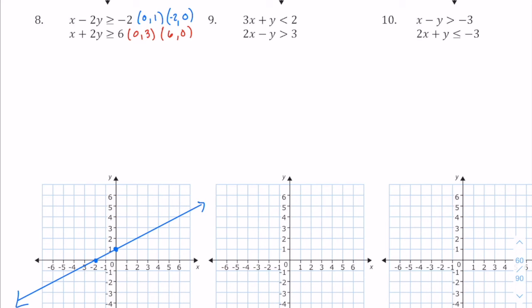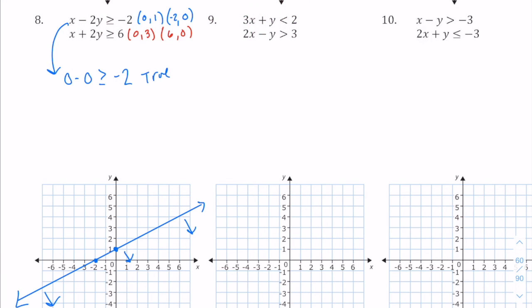Now, the trick we used last time about greater than being above the line and less than meaning below the line doesn't really work for standard form. So we really have to use a test point. If I plug in 0, 0: 0 minus 0 is greater than or equal to -2, is that true or false? 0 is greater than -2. Yep, that's true. So the origin is true, so we're going to be shading this direction.